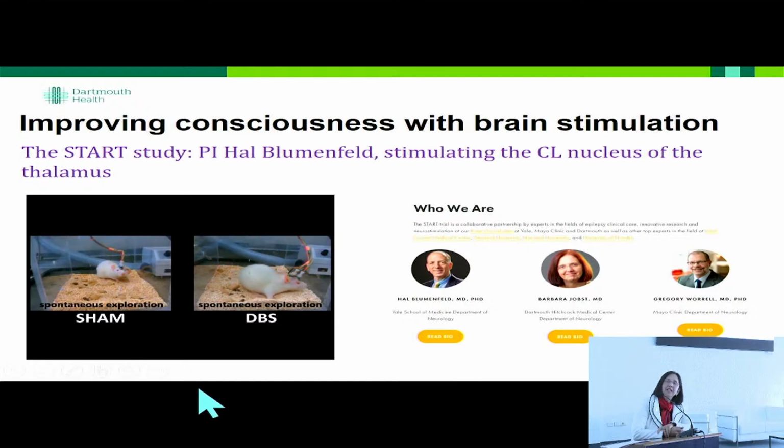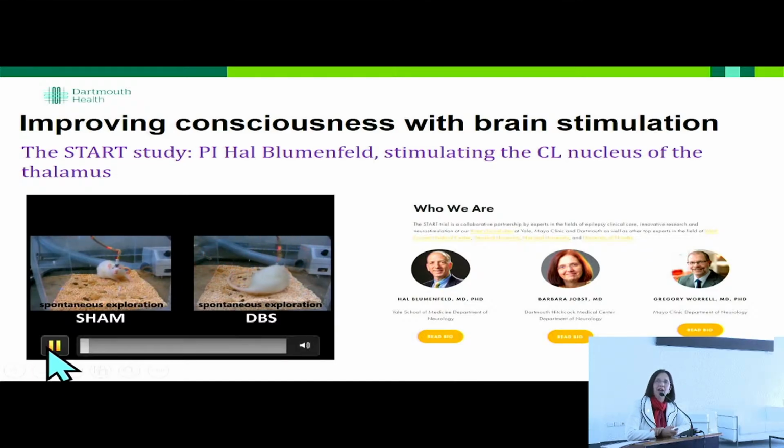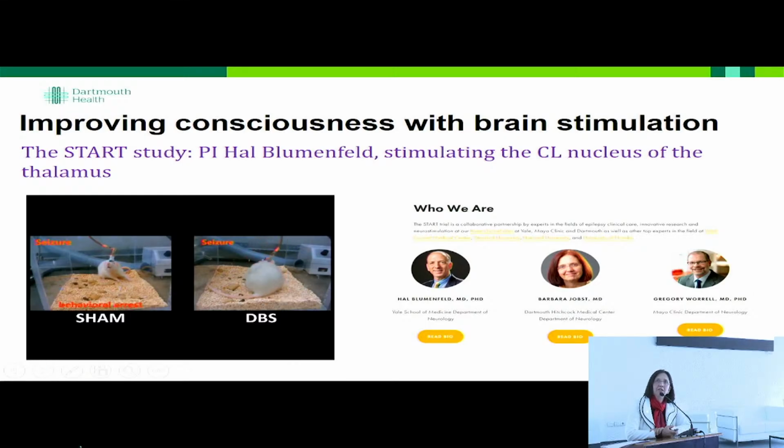So you see on the left a rat and on the right a rat, and the left rat has a seizure. And the right rat gets stimulation, actually of the CL nucleus of the thalamus, and also has a seizure in the hippocampus, but goes about her normal way and does not lose consciousness.